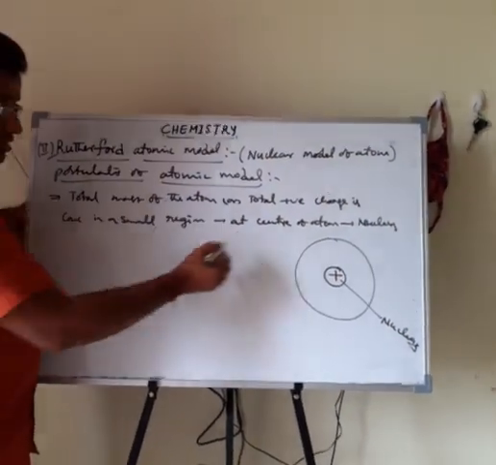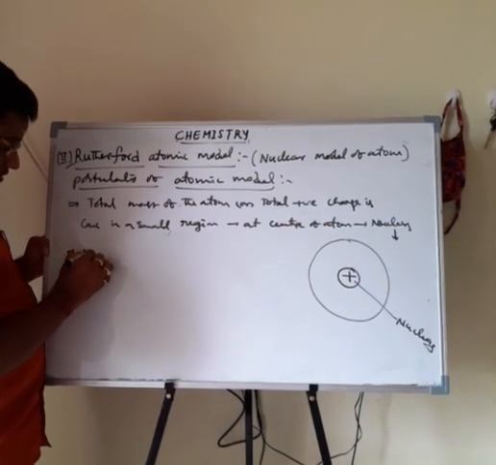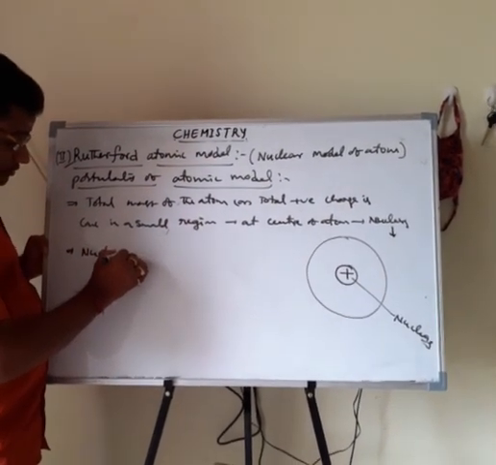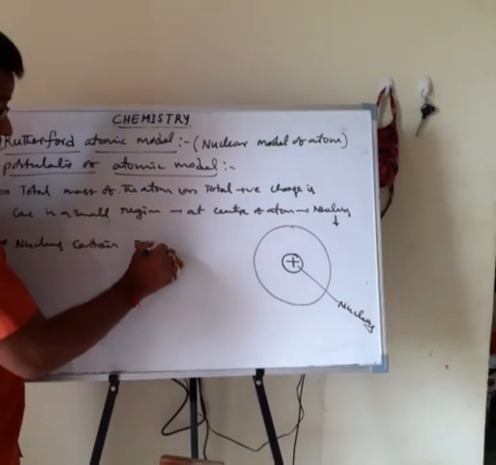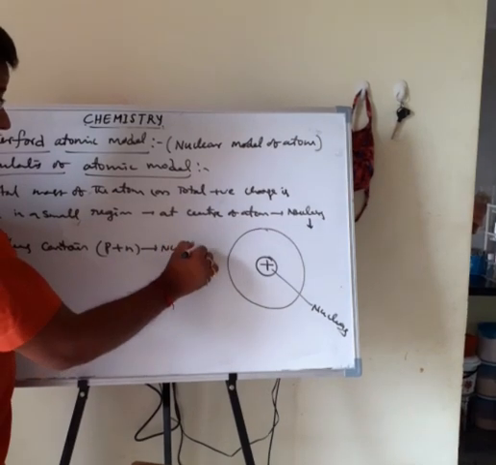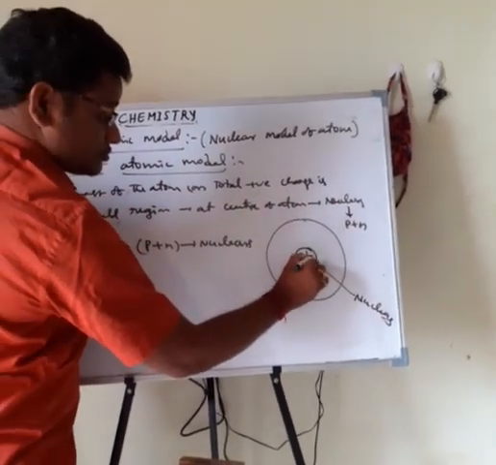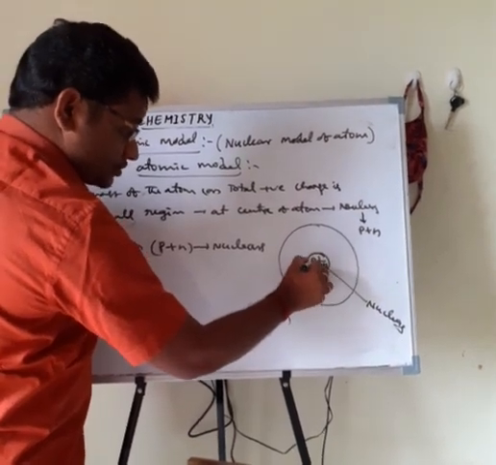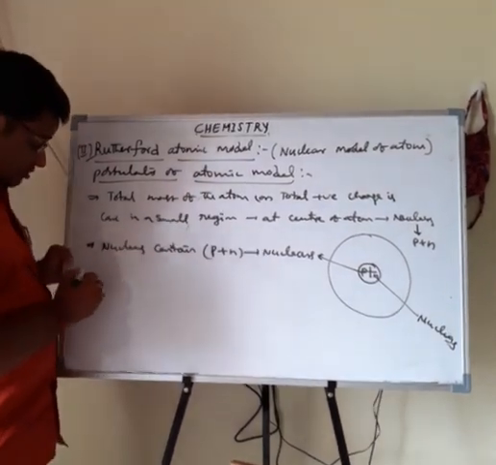The second one: the nucleus contains protons and neutrons. These protons and neutrons are called nucleons. The nucleus contains protons and neutrons, and these are called nucleons. So that is the second point.